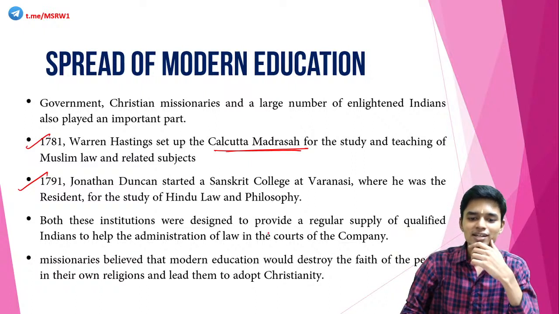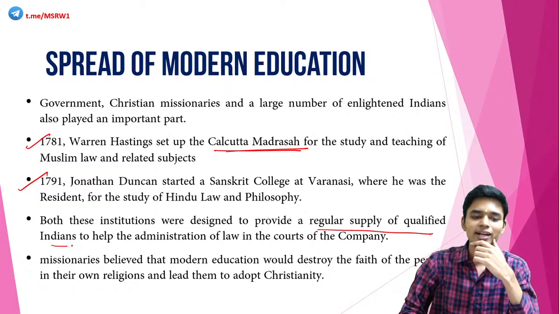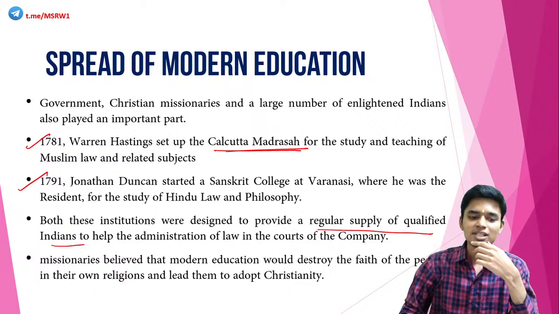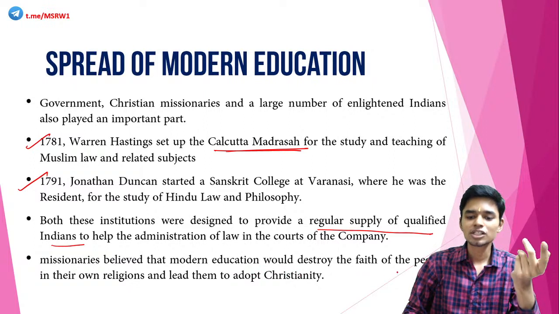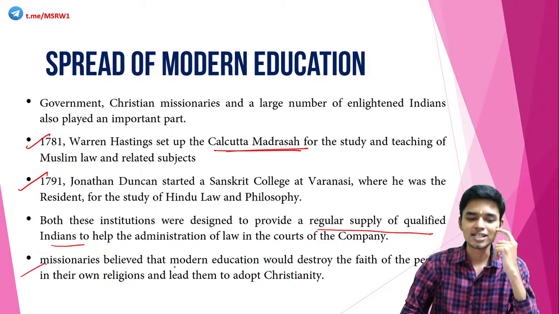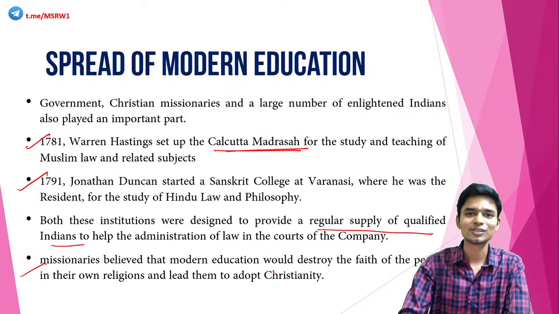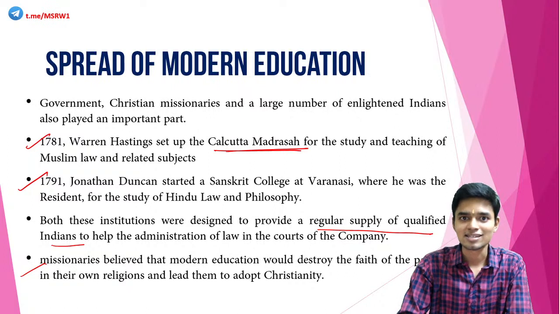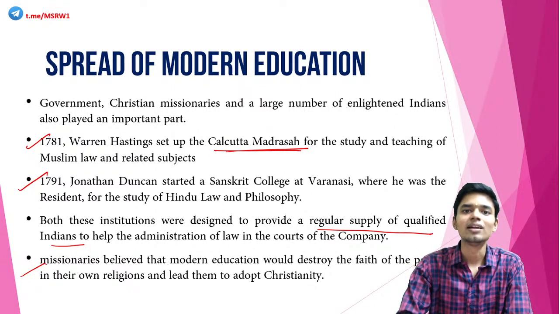Both these institutions were designed to provide a regular supply of qualified Indians to help the administration of law in the courts of the company. Missionaries believed that modern education would destroy the faith of people in their own religions and lead them to adopt Christianity. So this is why missionaries helped them. Okay, they thought that modern education would make Indians move away from Hinduism and Islam and embrace Christianity.